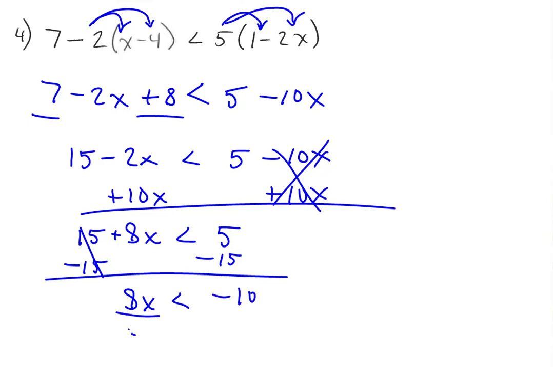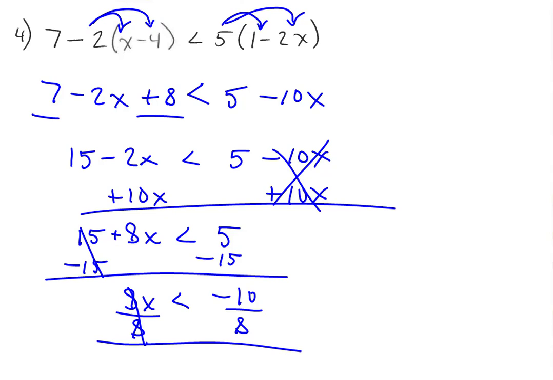And so we can divide by 8 on both sides to get the x alone. Notice we're dividing by positive 8 here, so we don't have to flip any symbol. It's not required since it's a positive value we divided by.